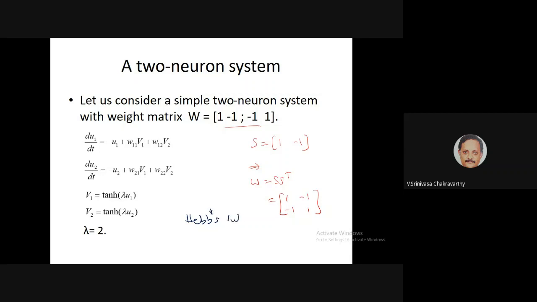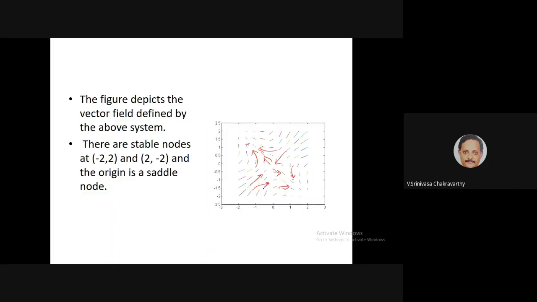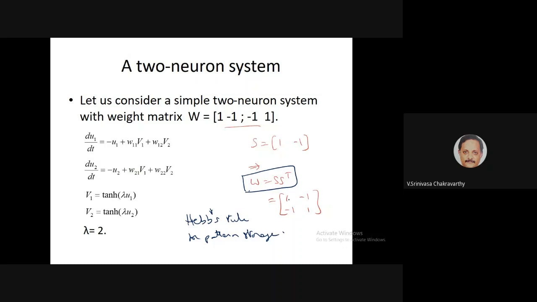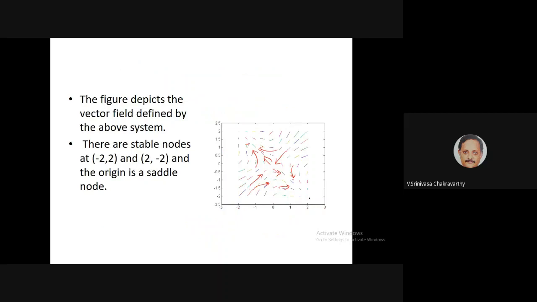So Hebb's rule for pattern storage is given by this. If I store this kind of a state, s equal to (1, -1), you get this weight matrix. Then it will have two stable states: one at (1, -1) and another at (-1, 1). The origin then becomes a saddle node, not an unstable node. It becomes a saddle node.